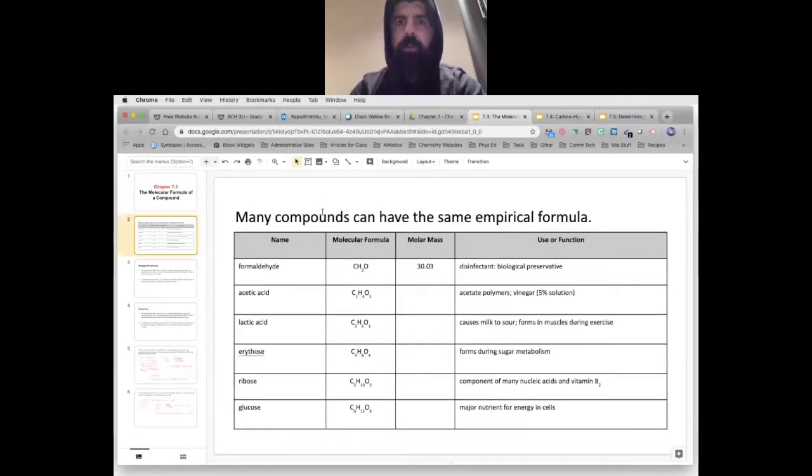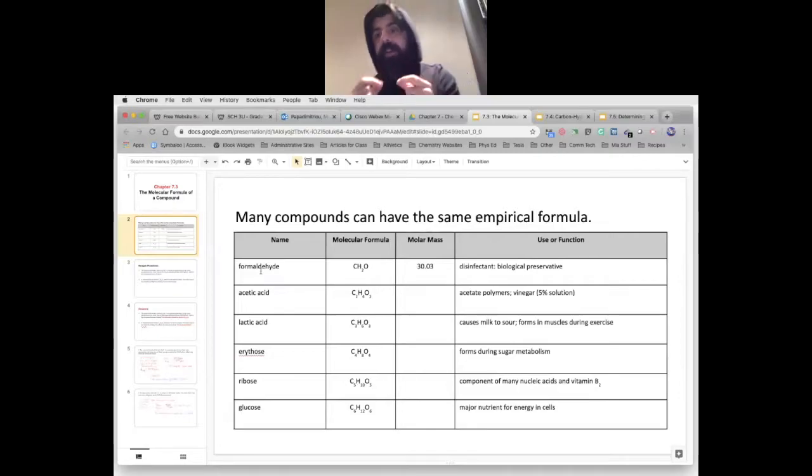Okay, so many compounds can have the same empirical formula. So they're just simplified versions of them, right? If you look at all of these, we've got 6 different examples of 6 different compounds who all have the exact same empirical formula. That empirical formula happens to be CH2O. We've got things like glucose, ribose, erythrose, lactic acid, acetic acid, and formaldehyde.